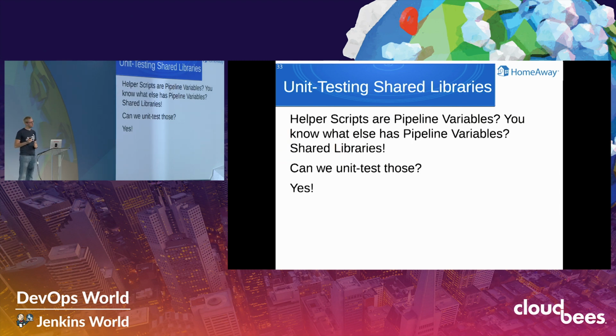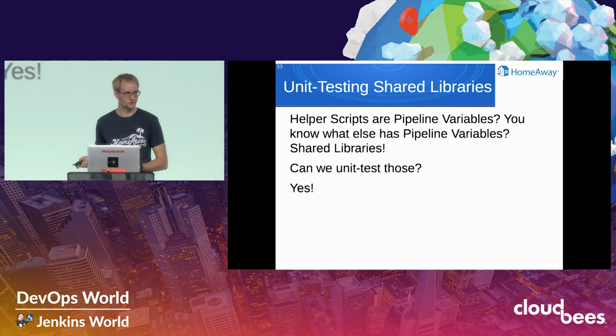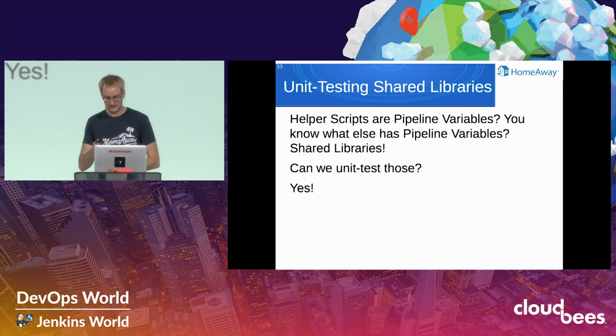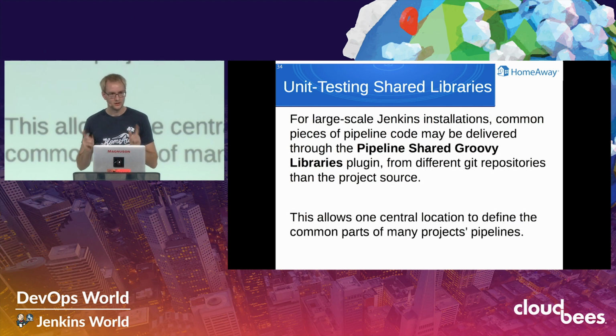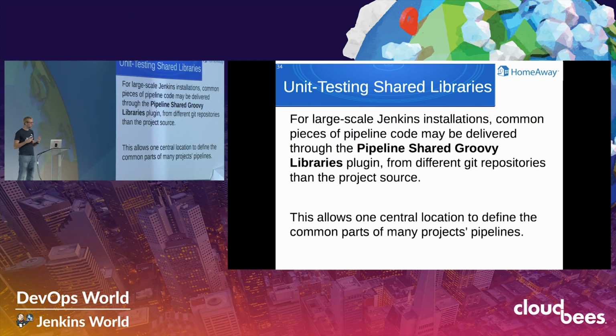OK, so hey, pipeline variables. You know what else has pipeline variables? Shared libraries, right? They have that vars folder where you put your pipeline code. Since this can test pipeline variables, does that mean we can test shared libraries? Yes, it does. If you're not familiar with shared libraries, for large-scale Jenkins installations, of which the community of open-source Jenkins installations is also one, common pieces of pipeline code might be delivered from a different repository than the project. This would let you have a central location defining common parts of many projects' pipelines.